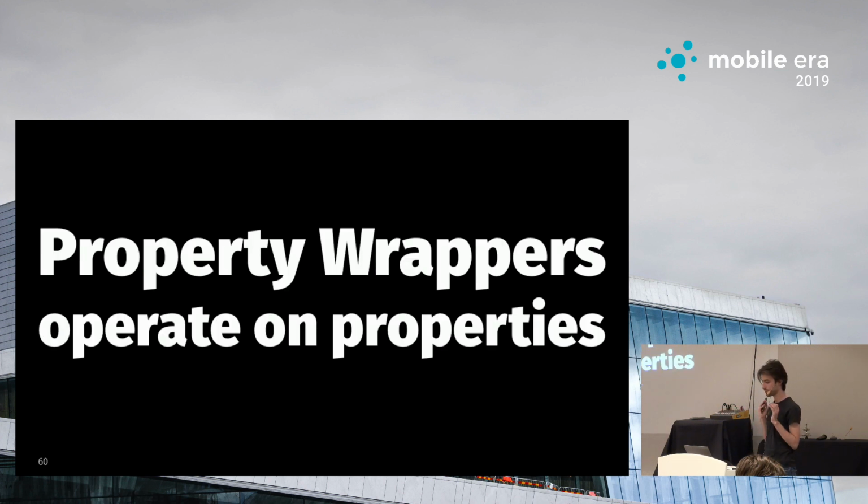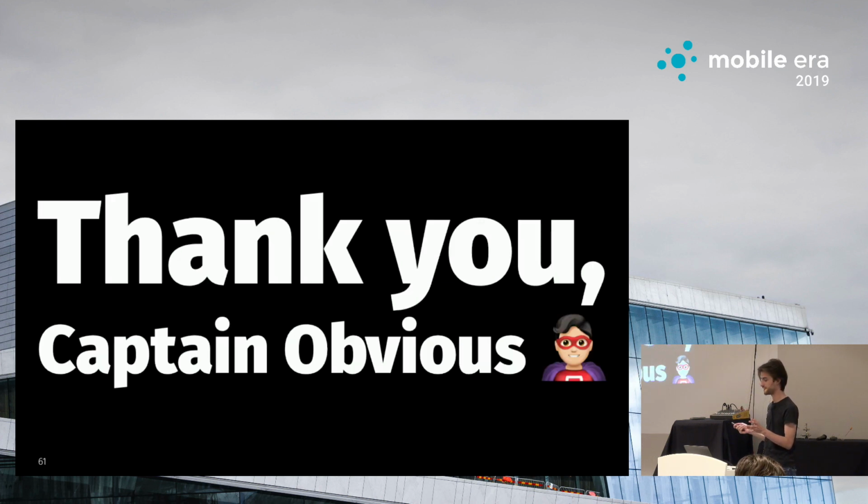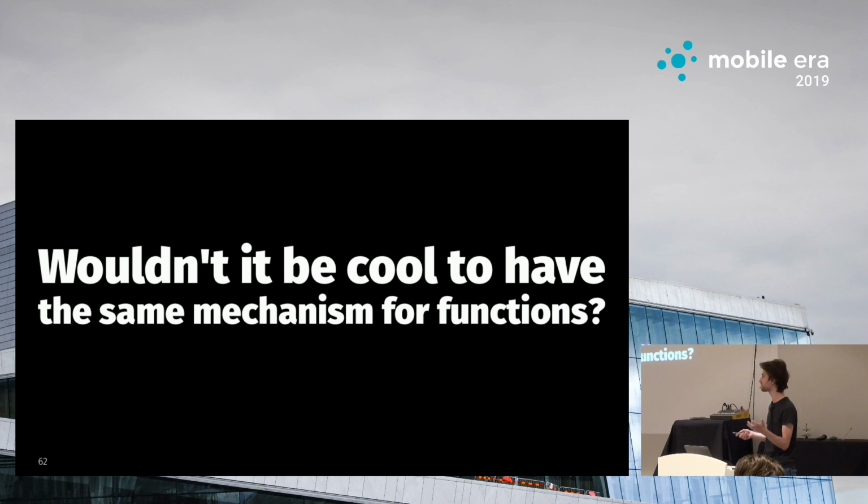So what we've seen is that property wrappers, like their name says, operate on properties. It might seem like something extremely obvious to say, but behind that there is another question, which is, wouldn't it be cool if we had property wrappers, but for functions, like function wrappers, in order to be able to decorate functions? Property wrappers only work on properties.